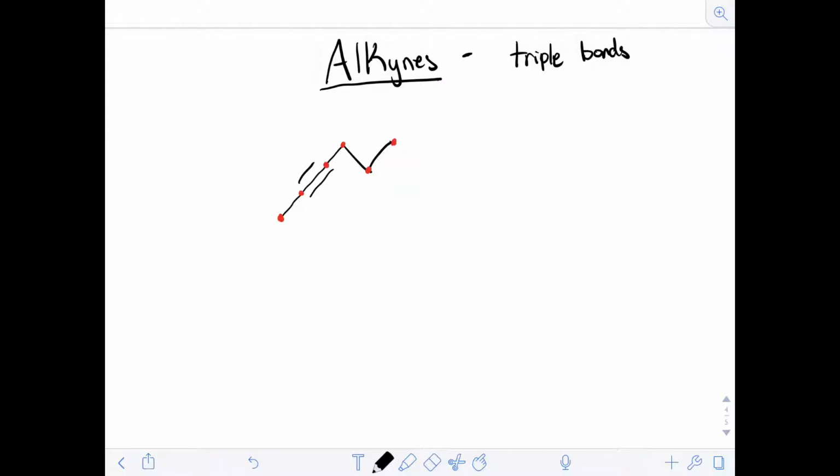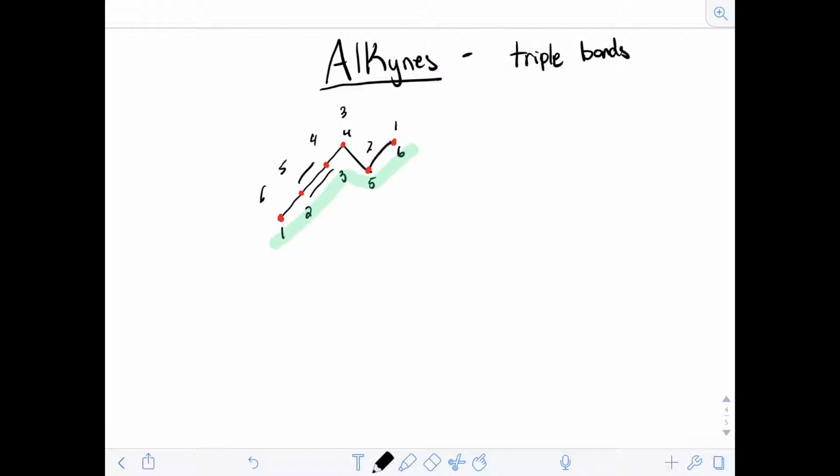So in this case, we'd have 1, 2, 3, 4, 5, 6 carbons. So we can count these out real quick. 3, 5, 6. All right, so we got that way, and then we've got 1, 2, 3, 4, 5, 6. So we know that starting from the left and moving towards the right, following these numbers here, is going to give us our lowest number on that triple bond.